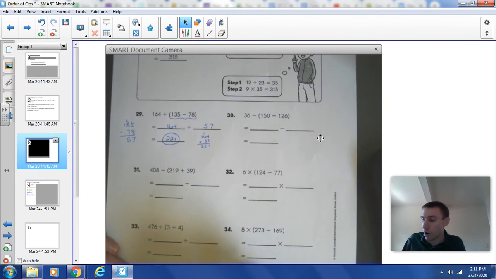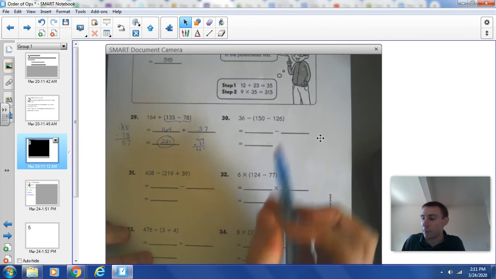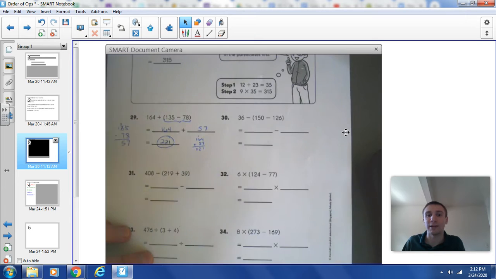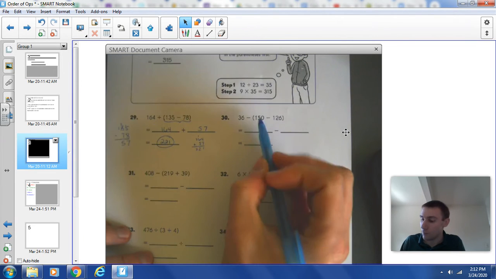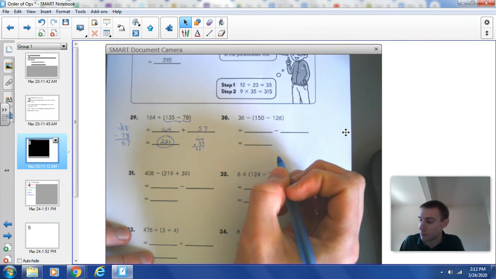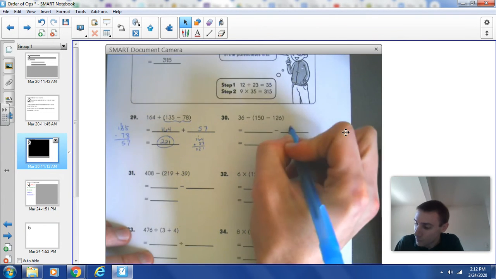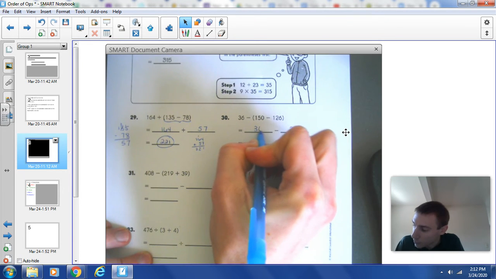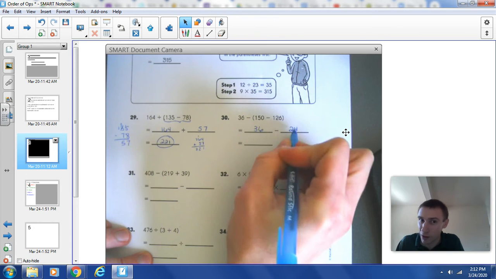In my next problem, same operations. However, once again, there's parentheses that tell me I need to do something first. Okay, so I'm going to solve what's inside my parentheses. 150 minus 26 is going to be 24. And then 36 minus 24 is what's left over.